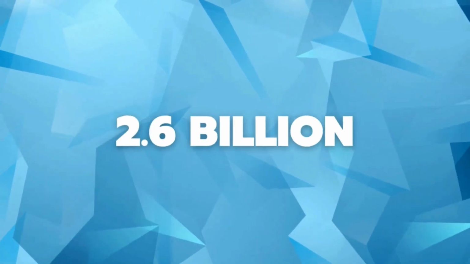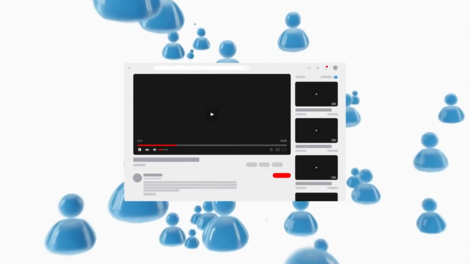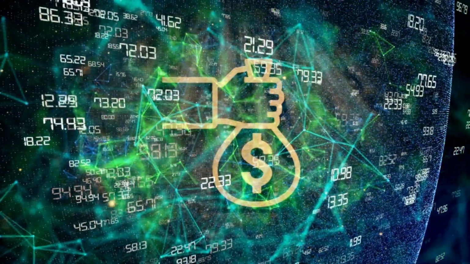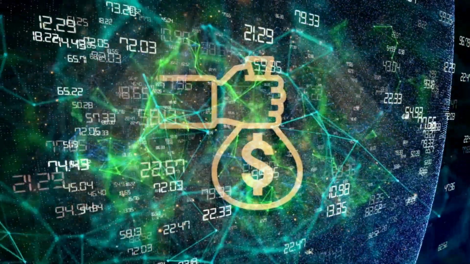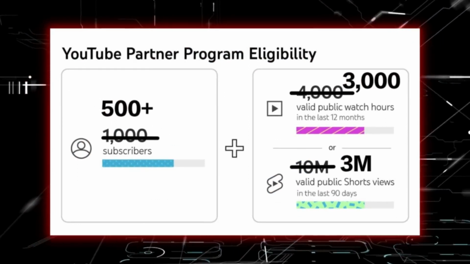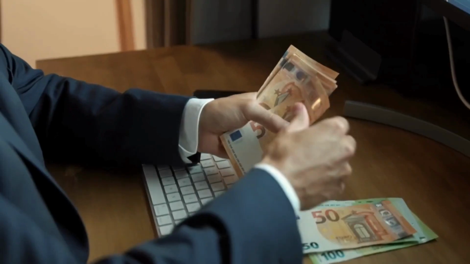With over 2.6 billion monthly active users, YouTube is one of the most popular content channels. It's also one of the easiest content channels to monetize. Reach 500 subscribers and 3,000 watch hours, and you can monetize your channel to generate regular cash flow.